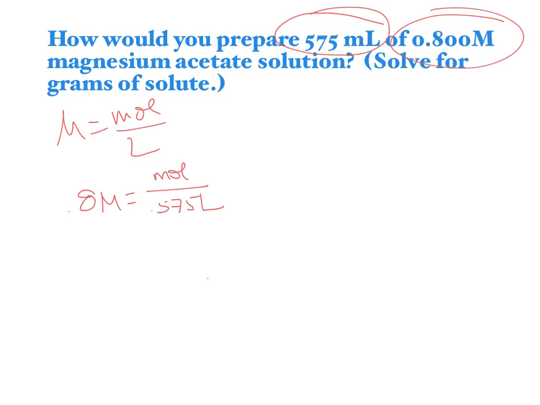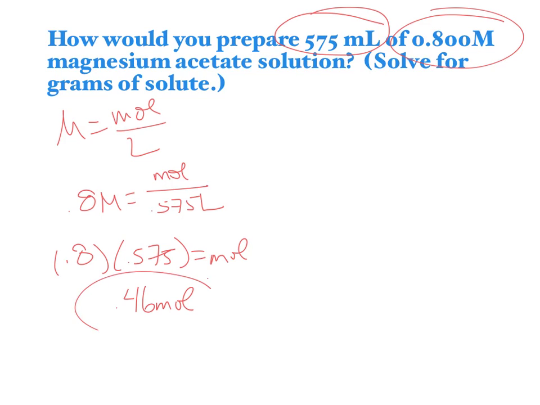Algebra wise, when I solve this out, I get 0.8 times 0.575 equals our moles, which if you do the math, you get 0.46 moles of our stuff has got to be present here. So the last part is, I don't know how to add 0.46 moles of magnesium acetate to a solution, so I have to do a little bit more work to finish this problem up. And again, there's a hint that I put in there, which is solve for grams of solute. So if I've got moles, the last step is to convert from moles to grams. In order to do that, I need to know molar mass.